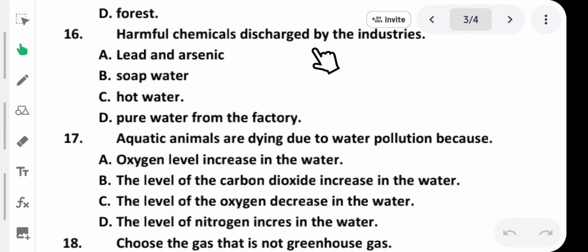Harmful chemicals discharged by the industries: lead and arsenic, soap water, hot water, pure water from the factories. Here they have asked harmful chemicals, hence the answer is lead and arsenic.